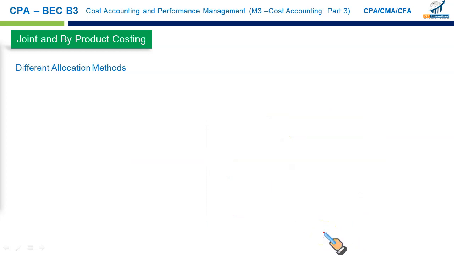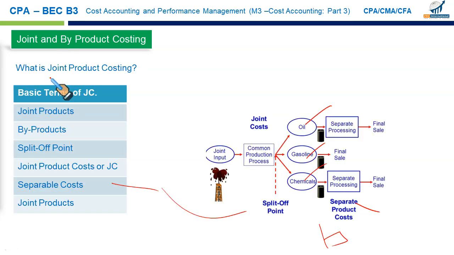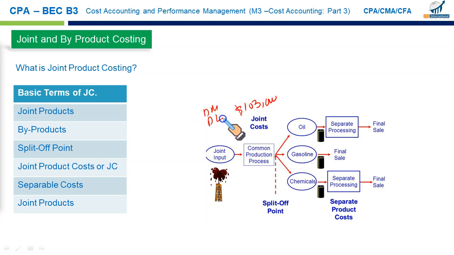Okay, now moving on. The issue for us in joint and byproduct costing is how to allocate the joint cost incurred up to this point. Let's say we have incurred an overall $103,000 joint cost inclusive of direct material, direct labor, and manufacturing overhead, which includes, of course, your fixed and variable. All is included up to the split off point. How do we split this 103, or how do we divide or allocate this 103 into the main products?